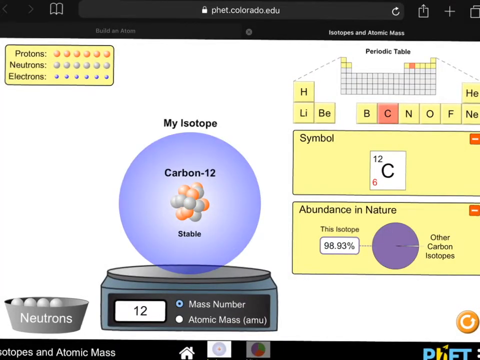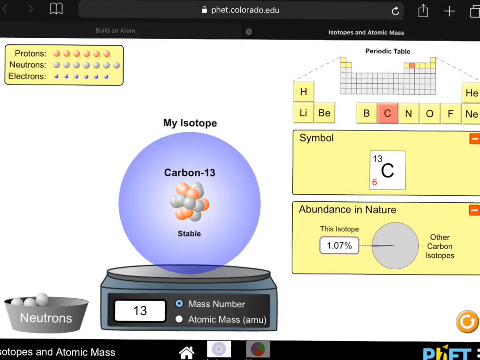If we switch to carbon, another example from our previous slide, we had carbon 12. So again, if it's a mass number of 12, that means we have 6 protons and we have 6 neutrons in this core here in this atom. If we make a different isotope of carbon, let's make carbon 13. We can see its mass number is 13. The abundance of this isotope is only 1%.